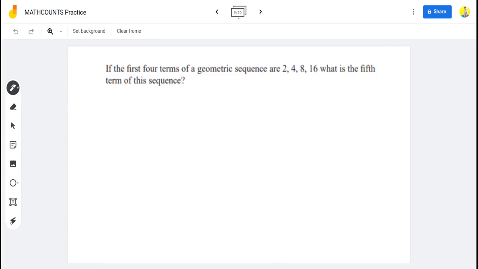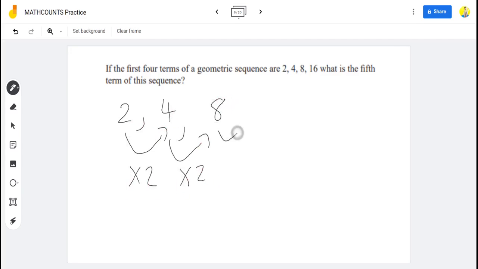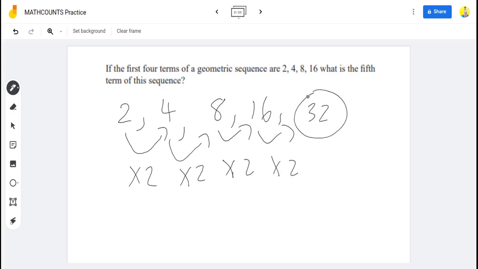If the first 4 terms of a geometric sequence are 2, 4, 8, 16, what is the 5th term of this sequence? To solve this problem, we see the rule is 2, times 2 is 4, times 2 is 8, times 2 is 16, and then this times 2 will just be 32. So our final answer is 32.